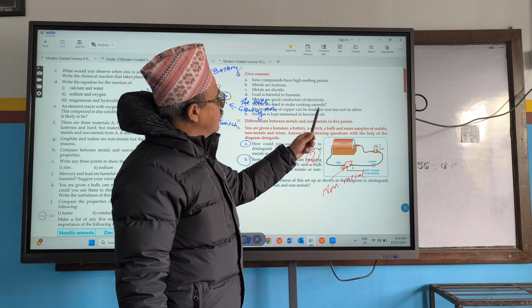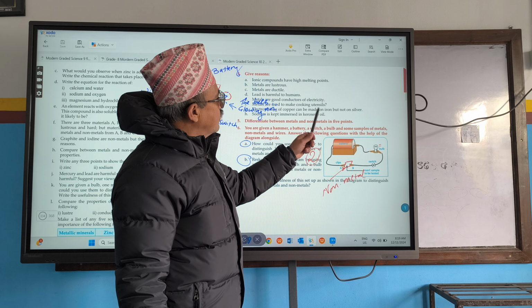Suppose here are two metals. What are they? One is iron, and the other is copper. Iron and copper. So, which is more expensive? Is iron more expensive? Copper. Iron per kg may cost 120, 130, 150 rupees. But copper costs near about 3,000 rupees per kg.